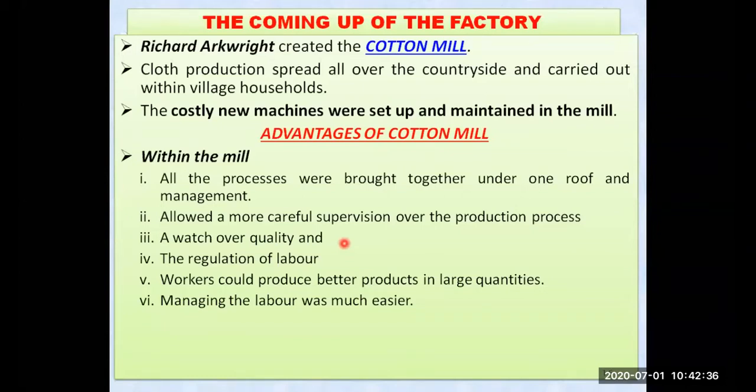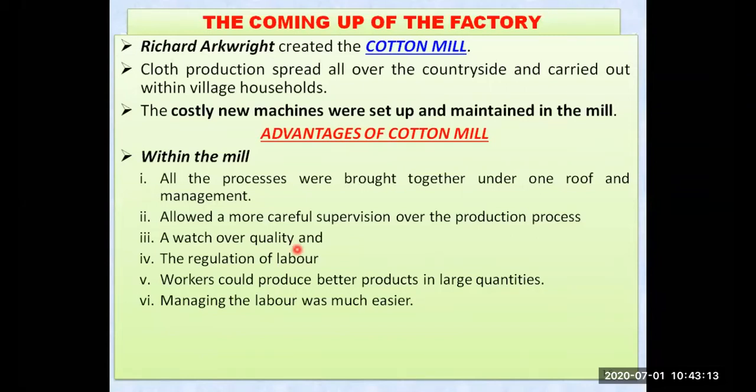Now no one has to go outside to the homes of those village people or workers, because previously, before the invention of the cotton mill, everyone was producing cloth or thread at their home. So the owner would have to go to their home and check whether they were producing quality thread or cloth. But because of the cotton mill, everything is going on under the same roof, so they can look over the quality of every process of production very carefully and time and again.